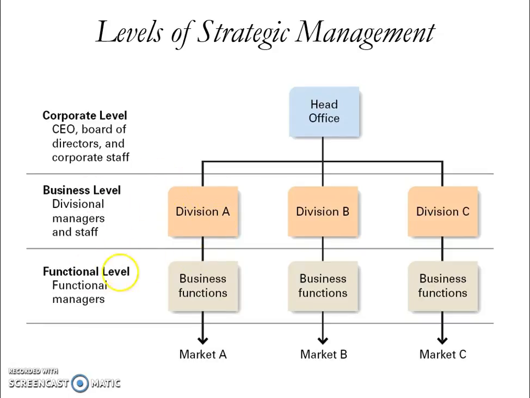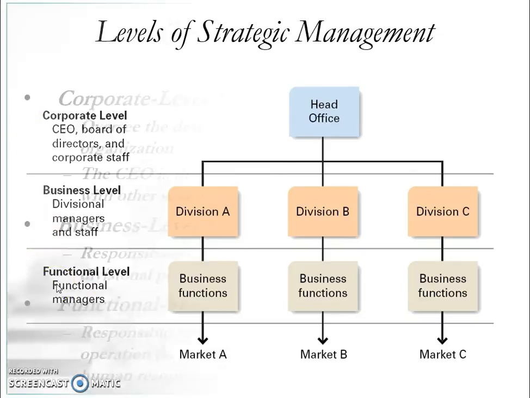Now, within each separate business, there is also a functional level, which is also called business functions, which covers marketing, HR, human resources, finances, quality, production. So all the functional areas of management are at the functional level.